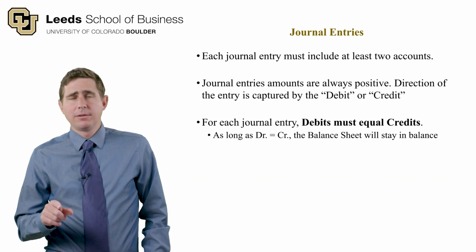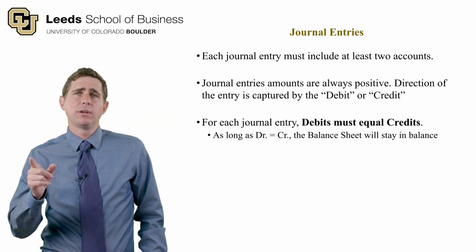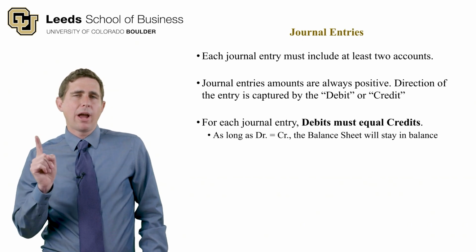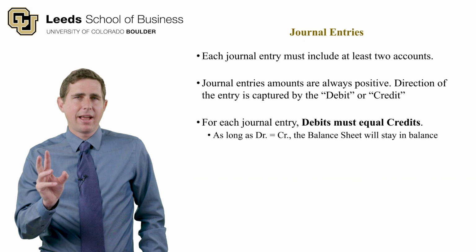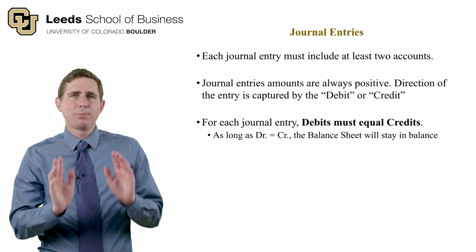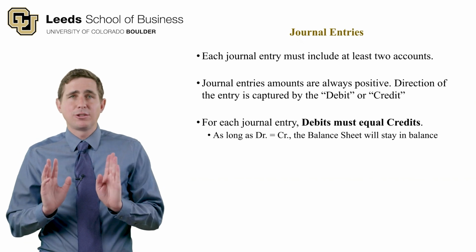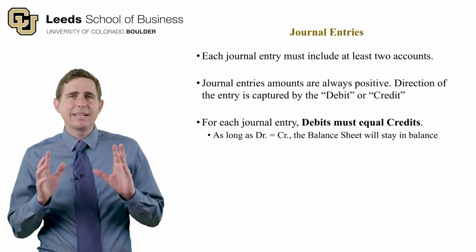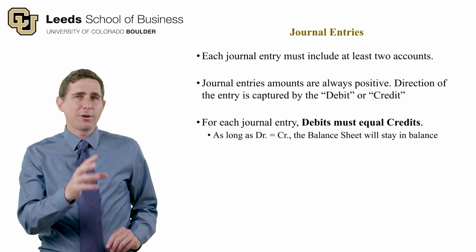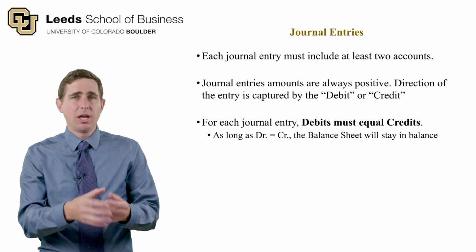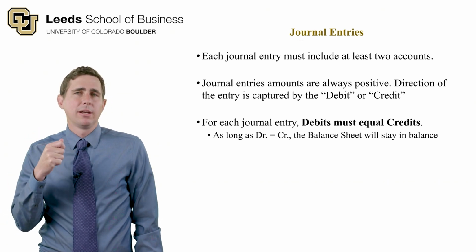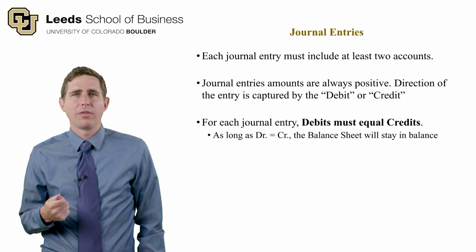Each journal entry, just like transaction analysis, must include at least two accounts. And this is how we keep our balance sheet in balance. Remember how we had pluses and minuses in our transaction analysis? Well, in journal entries, we don't do plus and minus. The amounts are always positive. The plus and minus, the direction of the entry, is completely captured by the debit or credit, okay? Accountants just know how to increase a certain type of account with a debit. You increase another type of account with a credit, okay? That's just a correspondence you need to practice and you'll become more familiar with it.